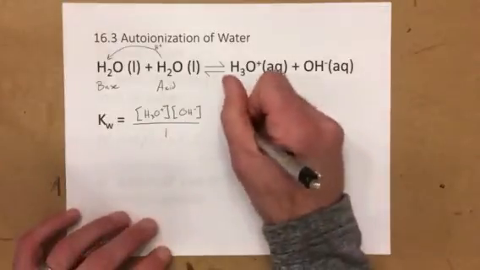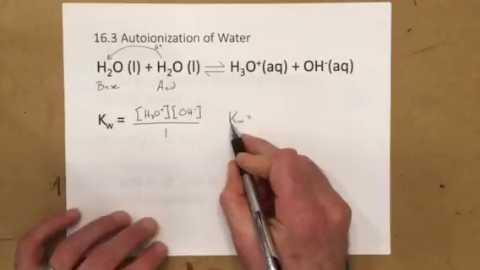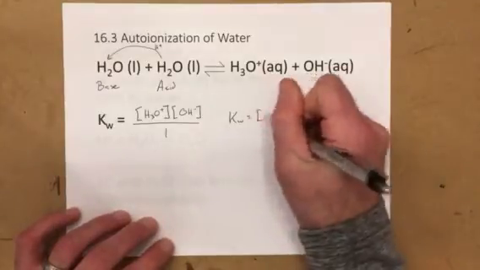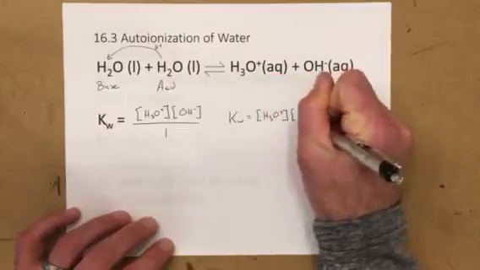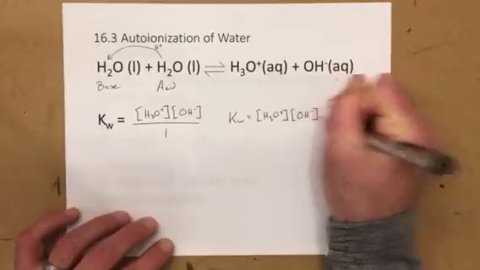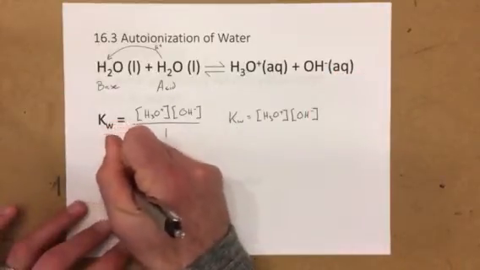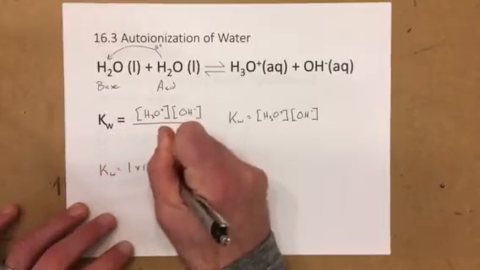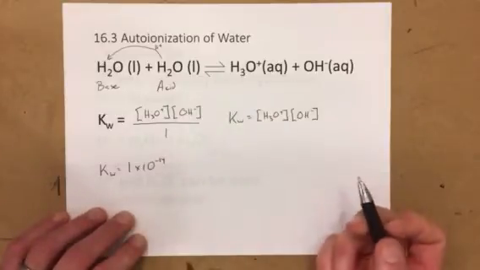So the equilibrium expression here just ends up being Kw, so it's called Kw because it's the equilibrium constant for water, and it's H3O plus and OH minus. This value Kw is a constant, and Kw is equal to 1 times 10 to the negative 14. So 1 times 10 to the negative 14 is the value for Kw.